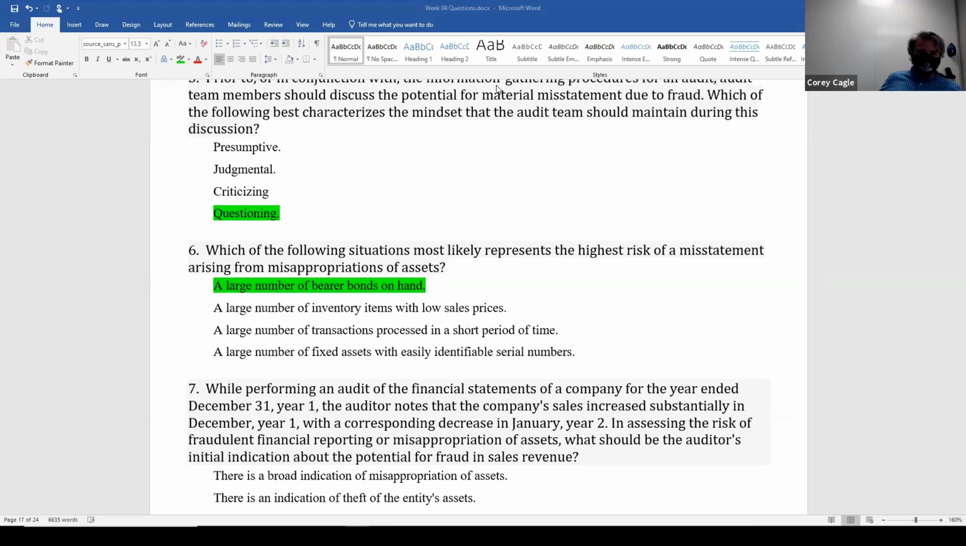Yeah. I mean, I think the whole bearer bonds thing, if they'd said a large number of cash sitting around, we'd be like, oh, well, obviously. So I think it's just the bearer bonds that throws us off because we don't know what those are. Yeah. It's essentially the same as saying a large number of $100 bills sitting around the office for the taking. Yeah, it's kind of a trickier question.